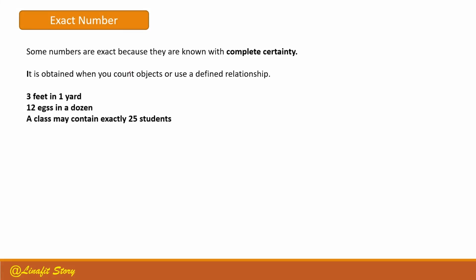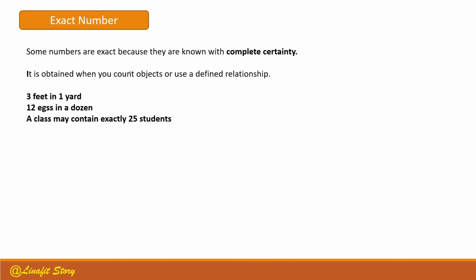Exact number. Some numbers are exact because they are known with complete certainty. It is obtained when you count objects or use a defined relationship. Examples of exact numbers are counted numbers of objects or certain unit conversions.